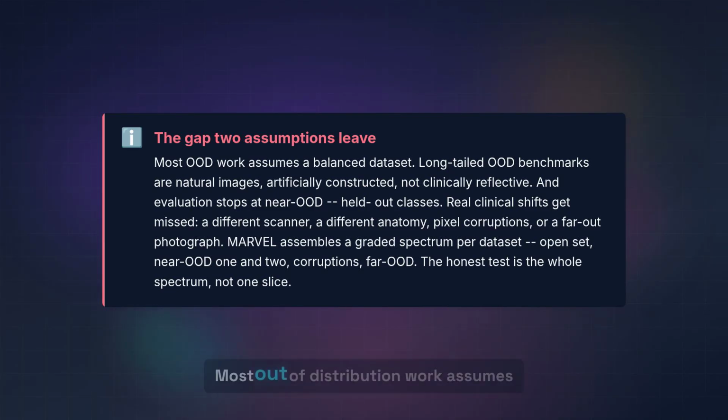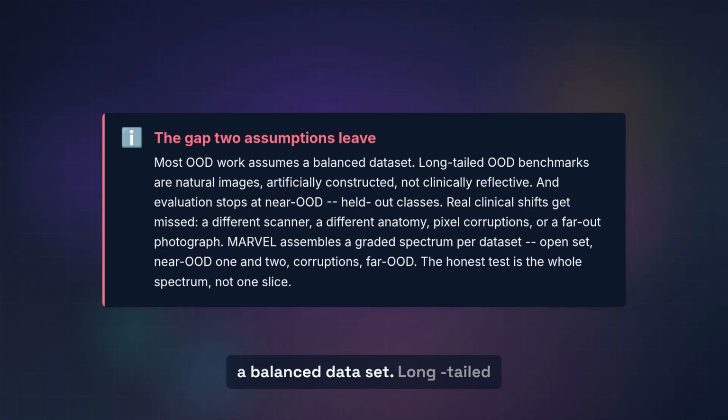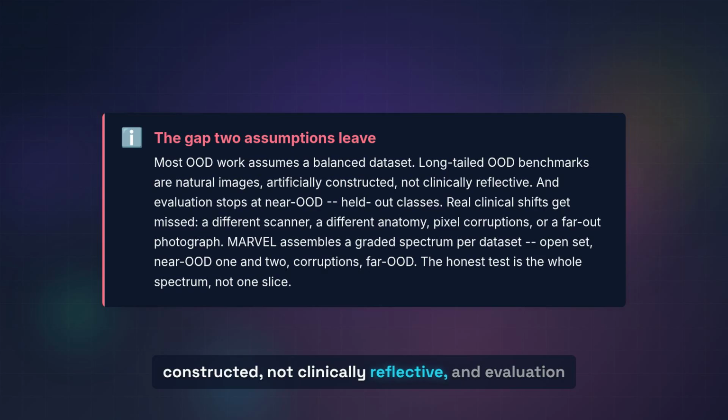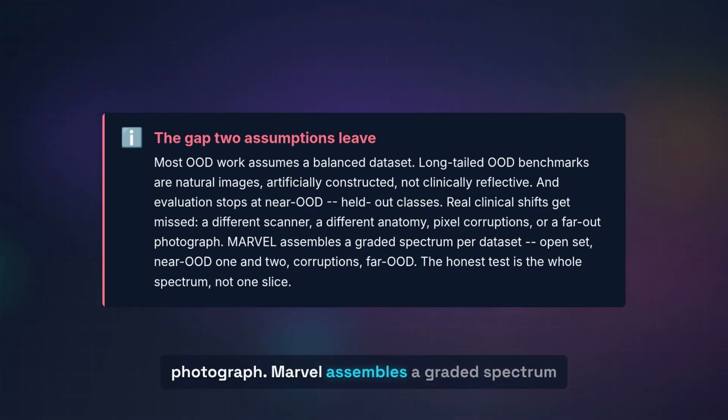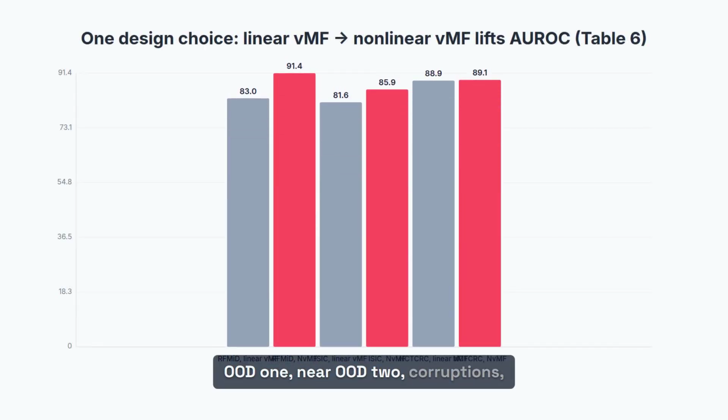The gap it fills. Most out-of-distribution work assumes a balanced dataset. Long-tailed OOD benchmarks are natural images, artificially constructed, not clinically reflective. An evaluation stops at near OOD, held out classes. Real clinical shifts get missed: a different scanner, a different anatomy, pixel corruptions, or a far-out photograph. Marvel assembles a graded spectrum per dataset: open set, near OOD1, near OOD2, corruptions, and far OOD. The honest test is the whole spectrum, not one slice. The hinge, in one chart.